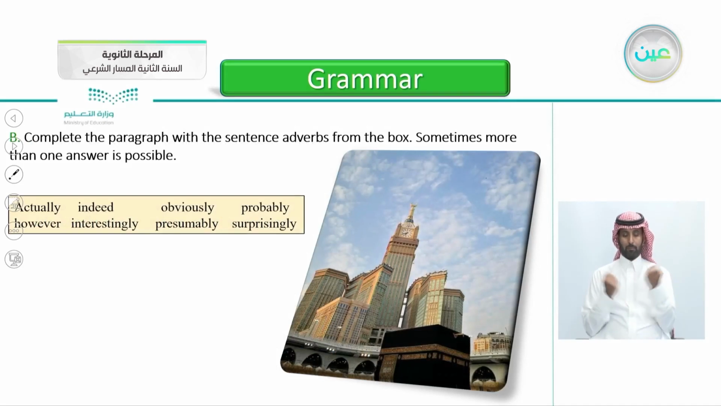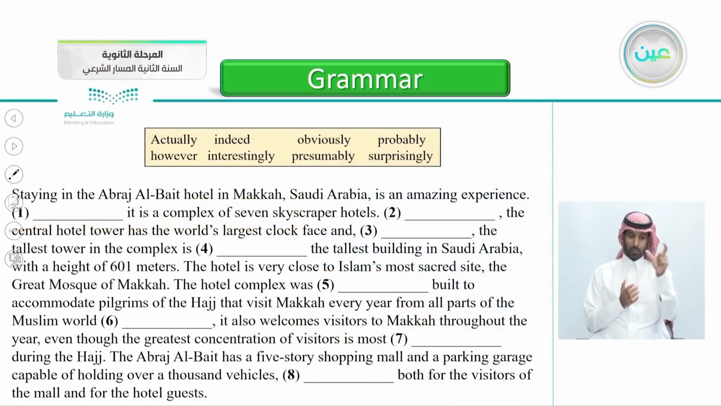Exercise B here, complete the paragraph with the sentence adverbs from the box. Sometimes more than one answer is possible. And the box here has the words actually, indeed, obviously, probably, however, interestingly, presumably, and surprisingly. So the paragraph is about the Abraj al-Bayt in Mecca. Let's read it together. Staying in the Abraj al-Bayt hotel in Mecca, Saudi Arabia is an amazing experience.